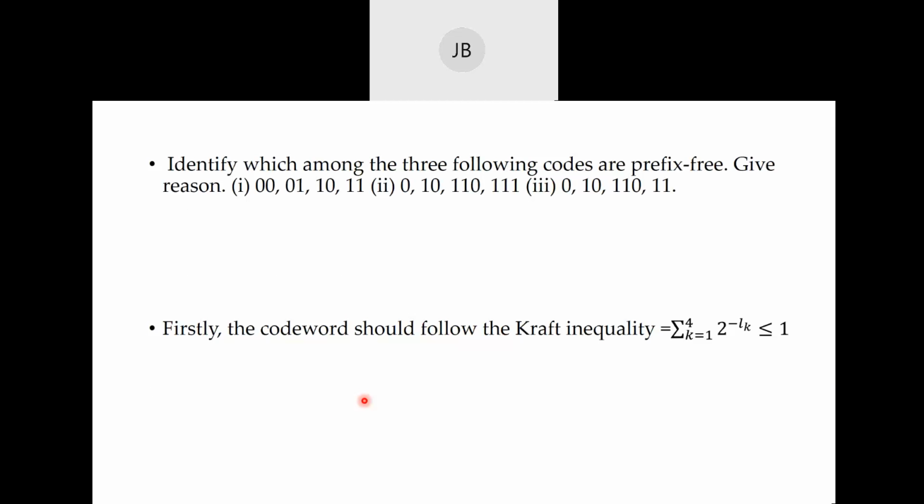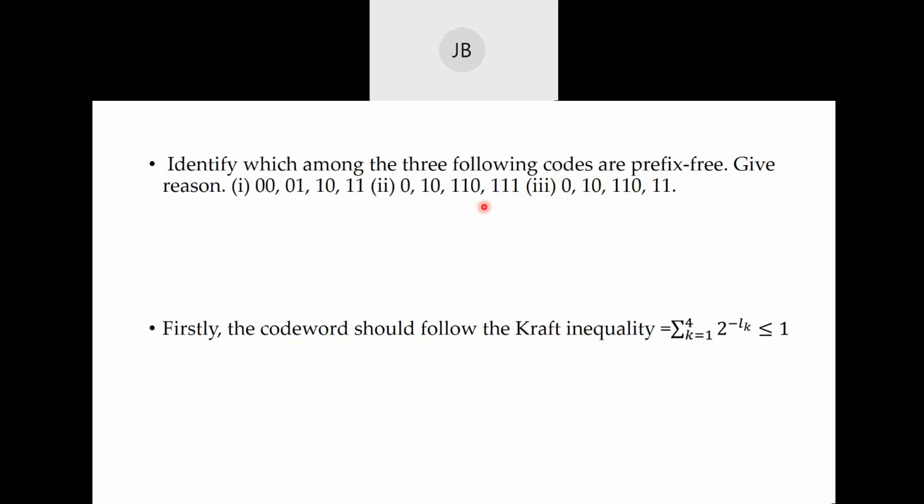Okay, the next part of the same question. Identify which among the three following codes are prefix free. Give reason. There are three code word patterns given: the first one, the second one, and the third one. You need to identify which one is prefix free.